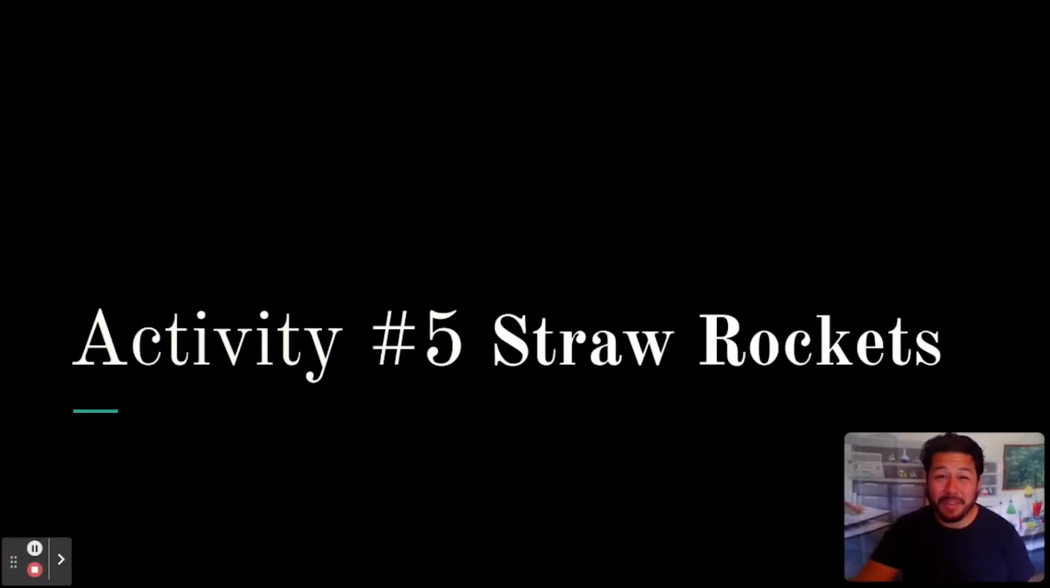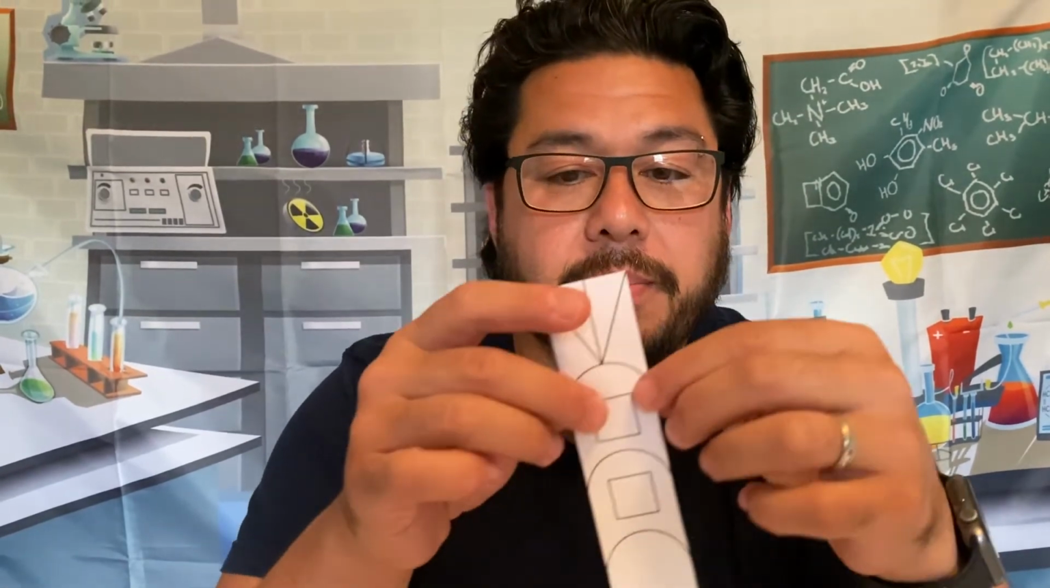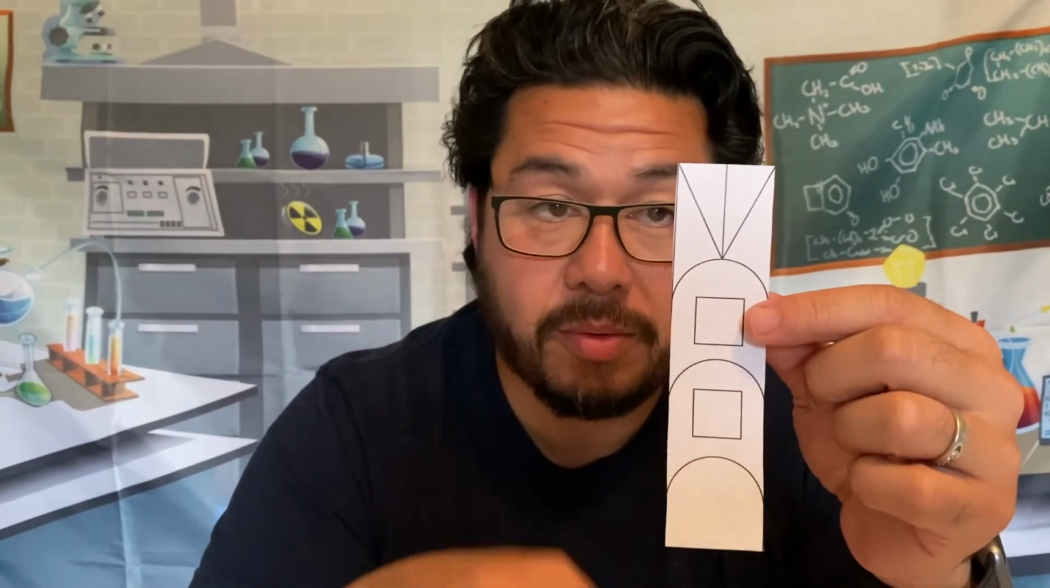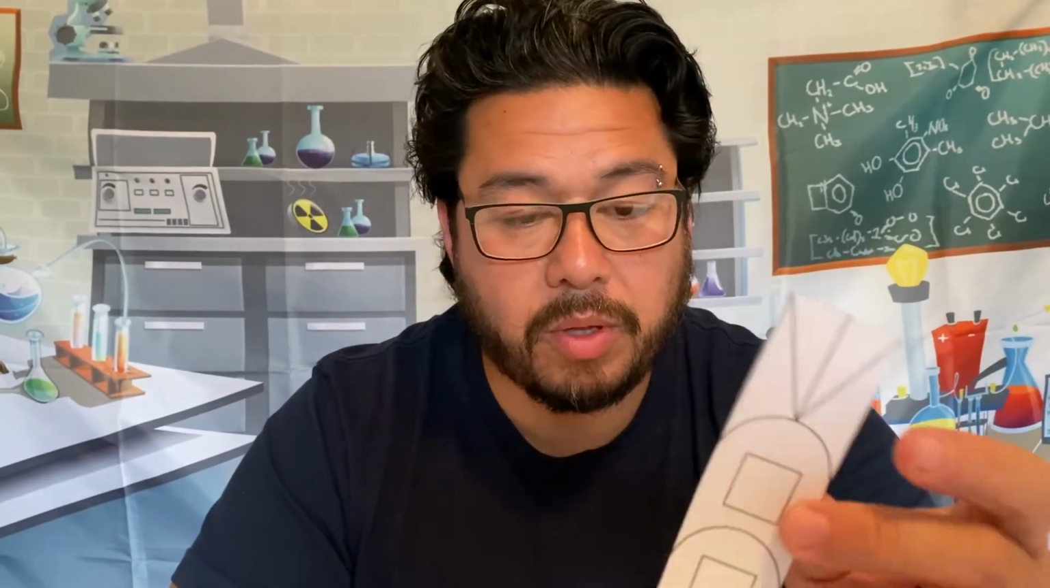Activity number 5, straw rockets. All right, here we are with our final activity for today. Activity number 5, straw rockets. You're going to get a straw. You're going to get a piece of paper that's going to turn into our rocket. And you're going to need a pencil here to help us roll up our rocket.